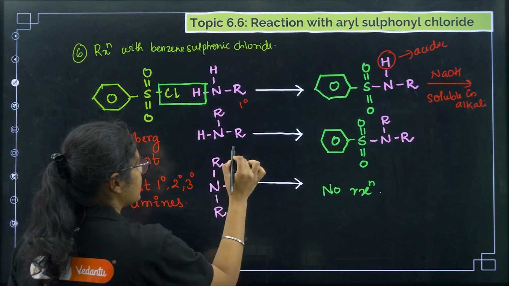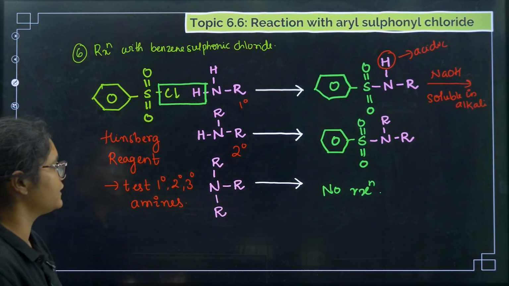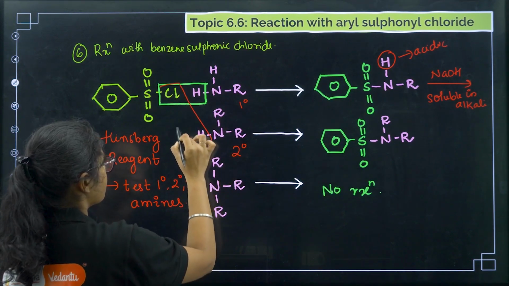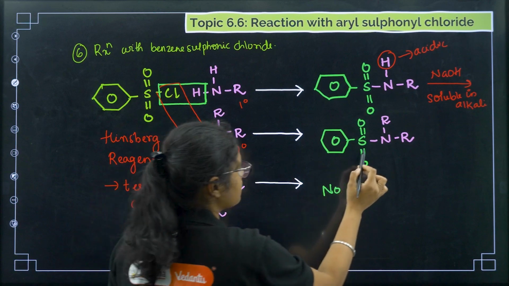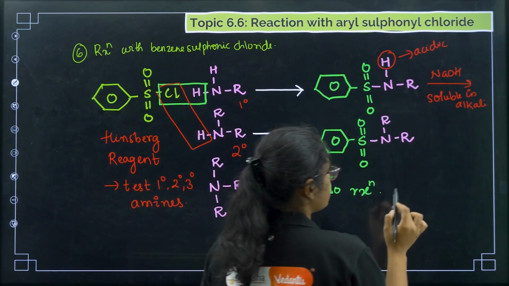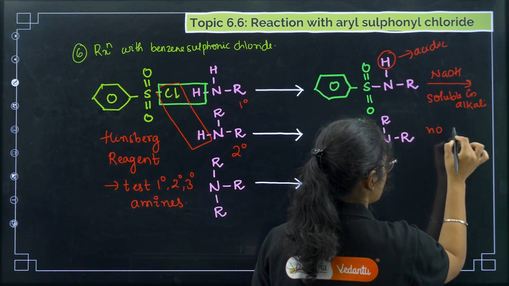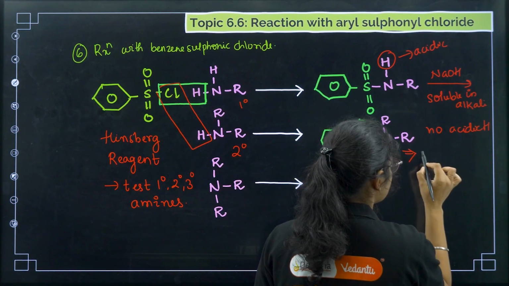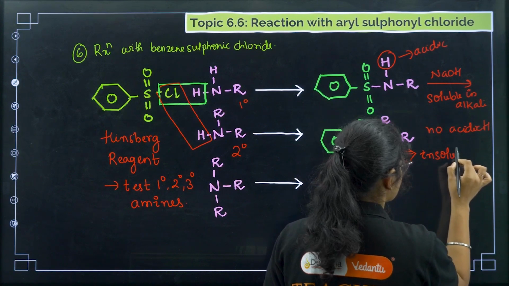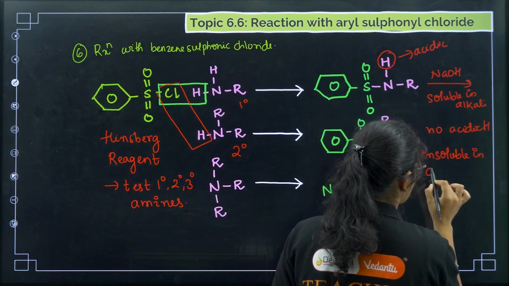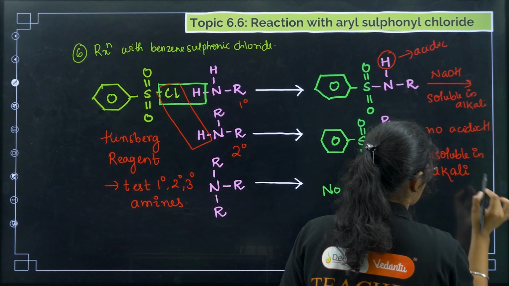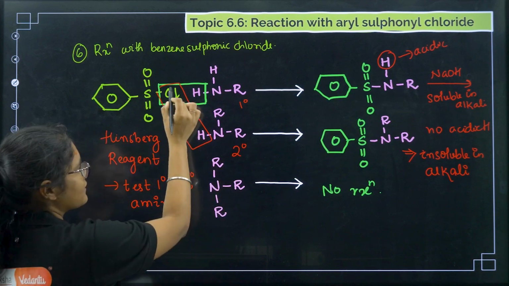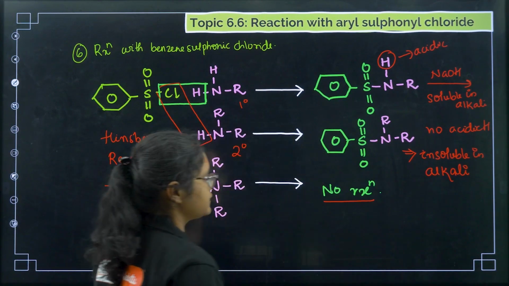Now coming to the secondary amines. What will happen? Again this H and Cl will go, and we are left with S double bond O NRR, right? Now here you see there is no acidic H. So that implies this will be insoluble in alkali. Clear? Now if you see tertiary, there is no H to react with Cl. So that is why here there is no reaction at all.